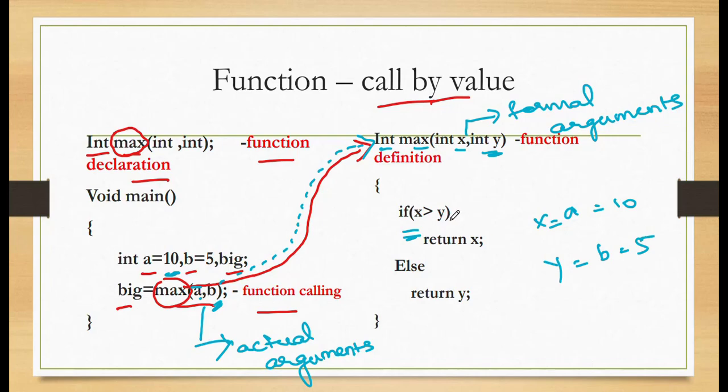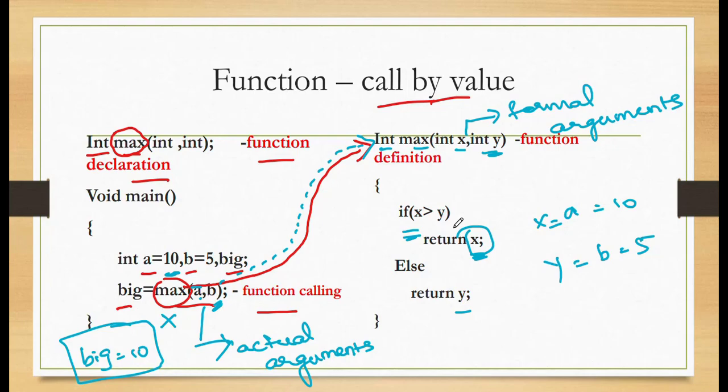So if x is greater than y, 10 is greater than 5. Yes, the condition is true. What happens? It will return x. Return means wherever the function call happens, that place is replaced by this value. Return x means it returns here. What is the x value? 10. So 10 is returned and big is 10. So now the value 10 is assigned here. Else return y. Okay, that's it.